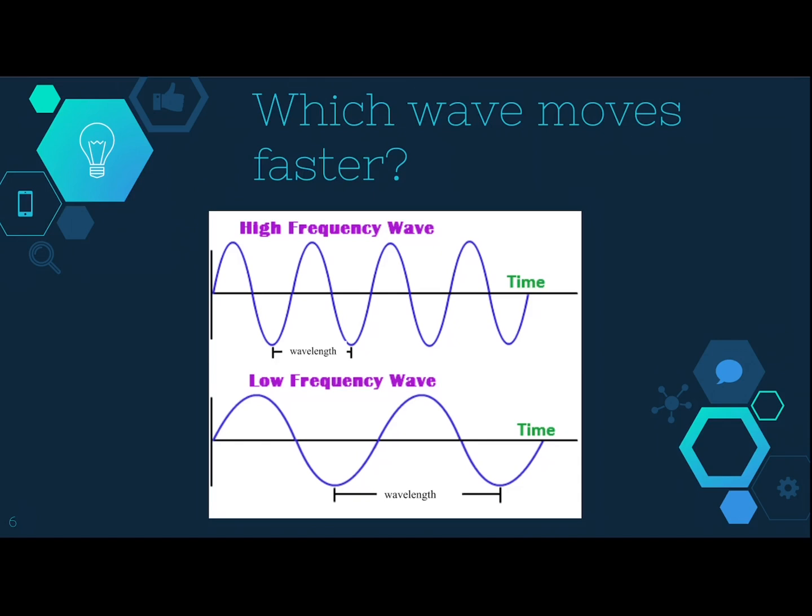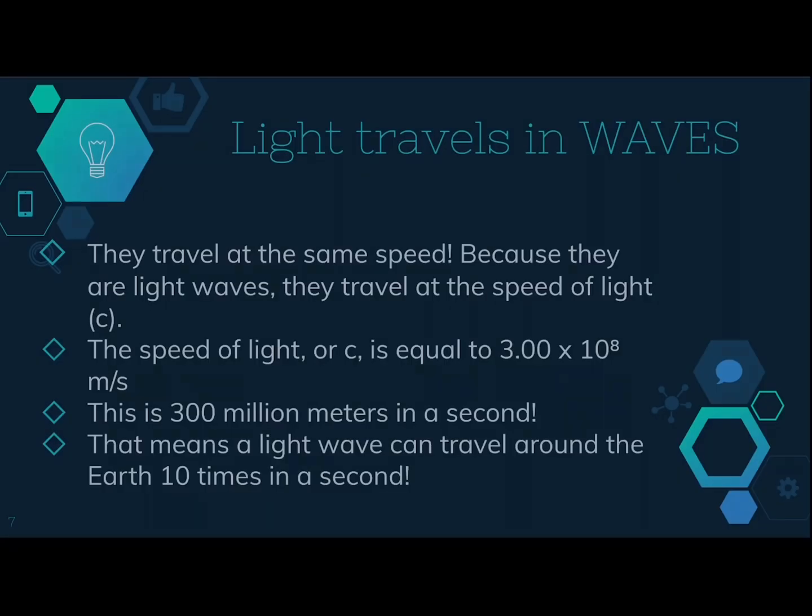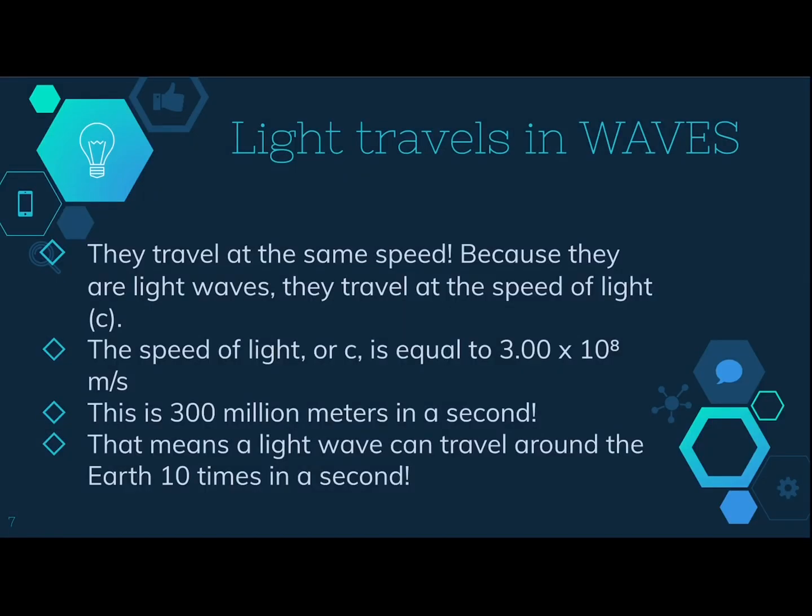So I have a high frequency wave here and a low frequency wave on the bottom. They move at the same speed, the speed of light, because these are light waves. The speed of light, or C, is equal to 3 times 10 to the 8th meters per second, which is 300 million meters in 1 second. So very, very fast. That means a light wave can travel around the Earth 10 times in 1 second.